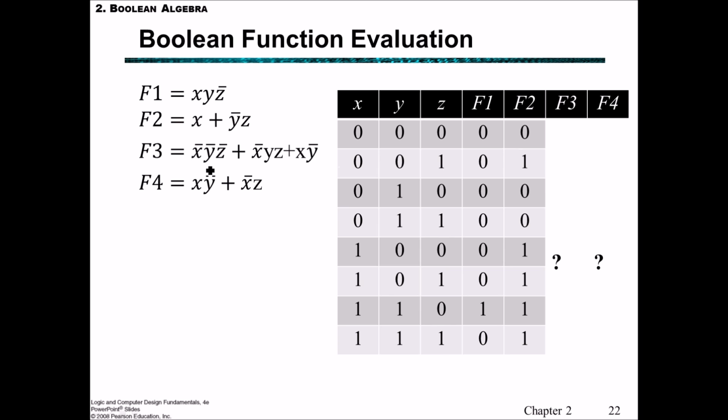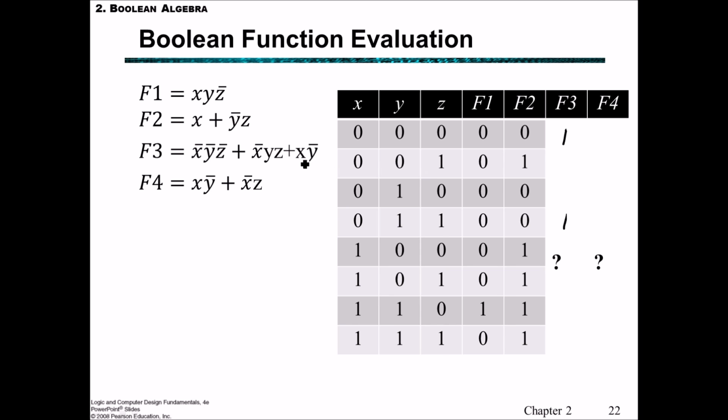So for F3, we have these 2 terms that use all x, y, and z. So let's follow that through. We have not x, so it could be any of these, and not y, so it could be any of these, and not z, so it can only be this one, so we put a 1 here. And we also have not x, so any of these, and y, so any of these, and z, so here we put another 1 here.